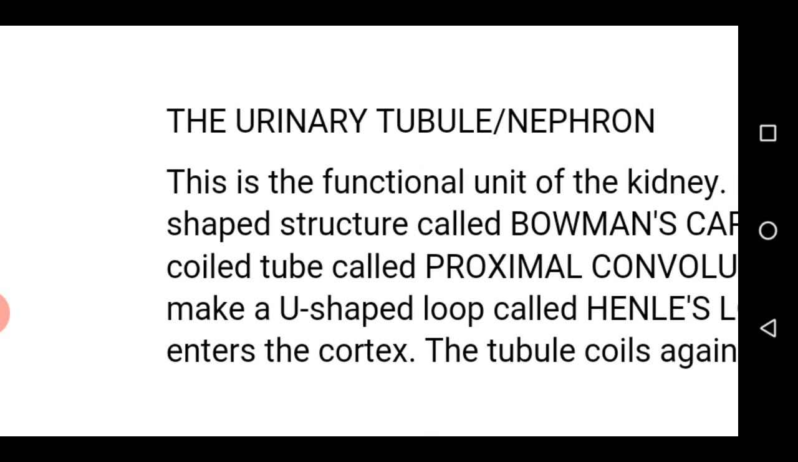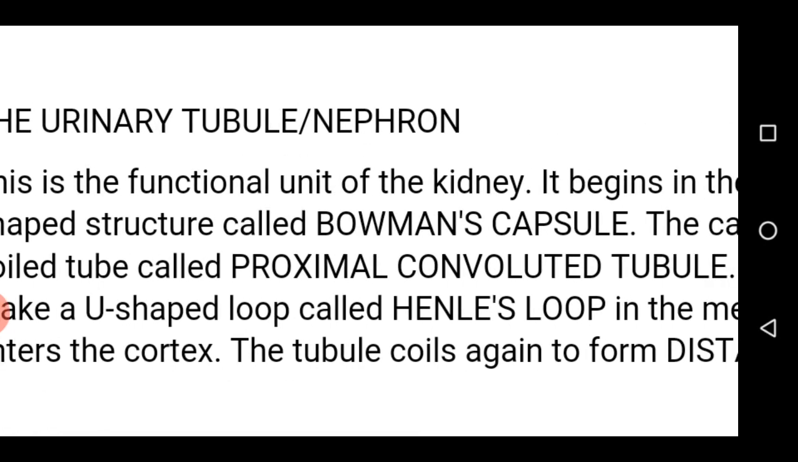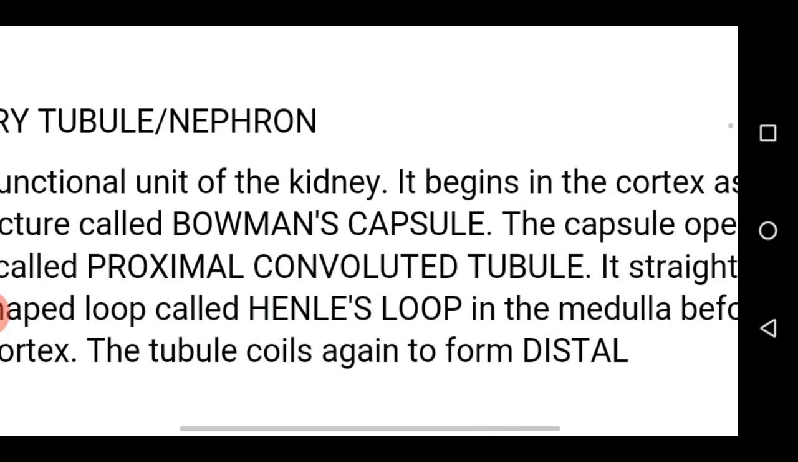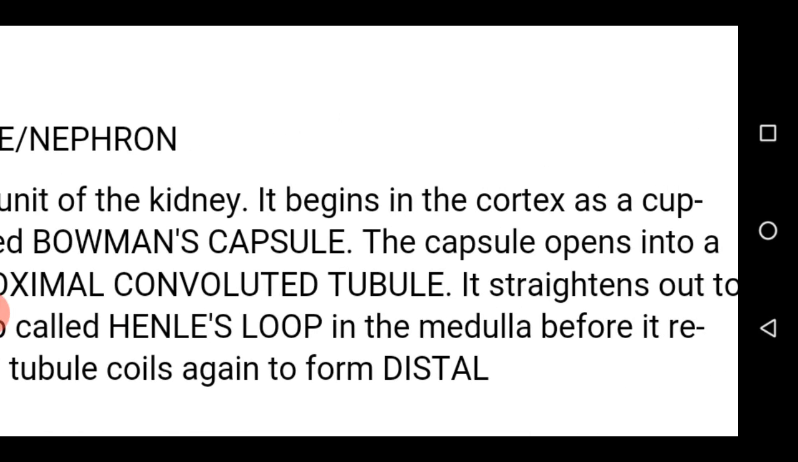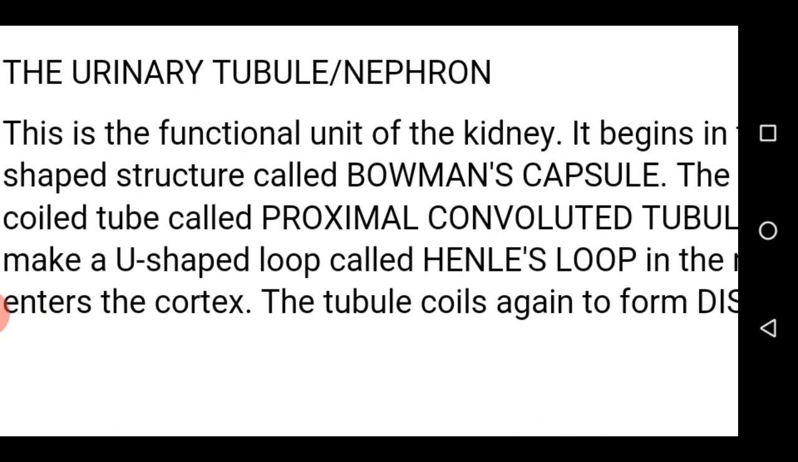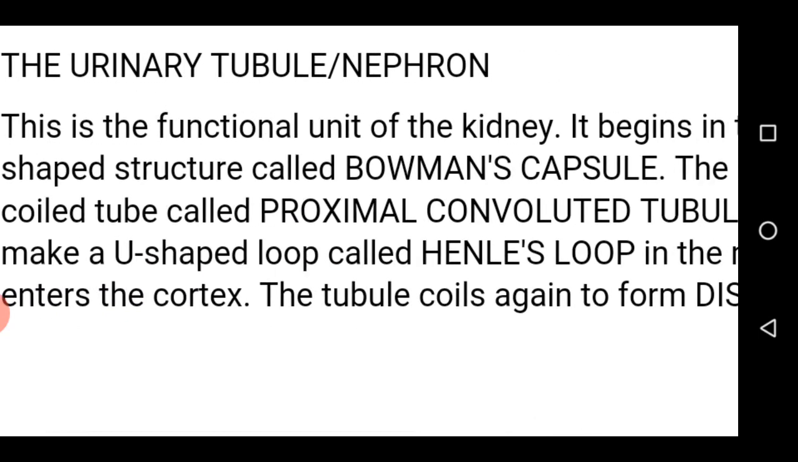Now, the urinary tubule or nephron. The urinary tubule, as I mentioned the other time, is located inside the kidney. We have millions of these urinary tubules, otherwise known as nephrons, inside the kidney. It is a functional unit that carries out excretion in the kidney. The urinary tubule begins in the cortex as a cup-shaped structure called Bowman's capsule.